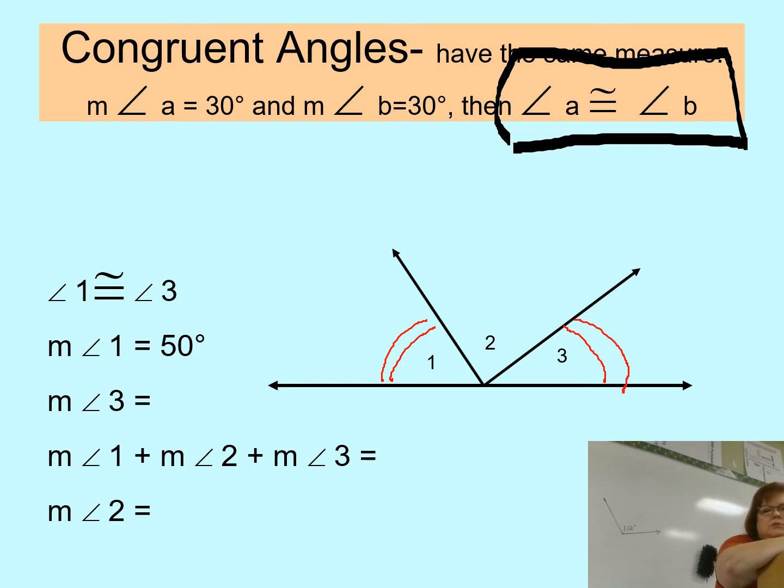All right, this says the measure of angle 1 is 50. So let's put 50. And now we got our marks telling us, yeah, you need it over here too, 50. So that means angle 3, of course, is 50.